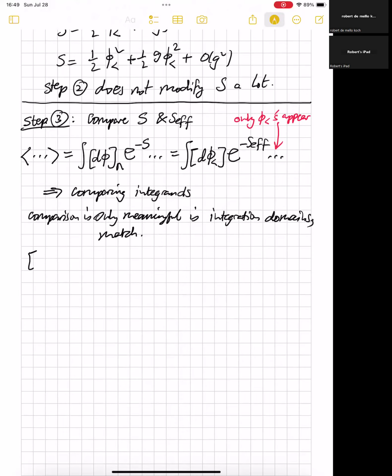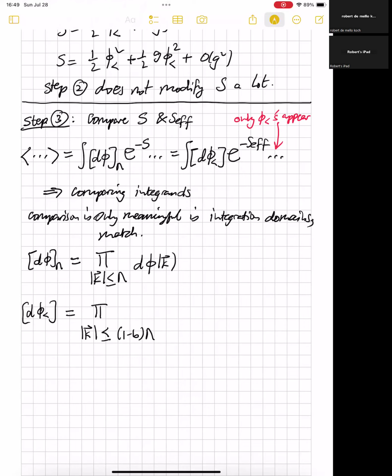Okay, so what are these domains? Well, we know what d phi lambda is. This is a product. We're going to integrate over all modes that have mod k less than lambda, d phi of k. So good, that's fine. What about d phi less than? Well, d phi less than does look different. This is equal to a product over all modes inside a slightly smaller shell, 1 minus b times lambda, d phi k. So the shell is definitely smaller.